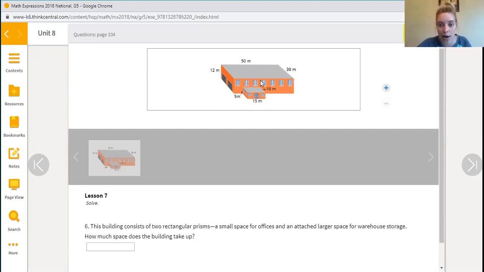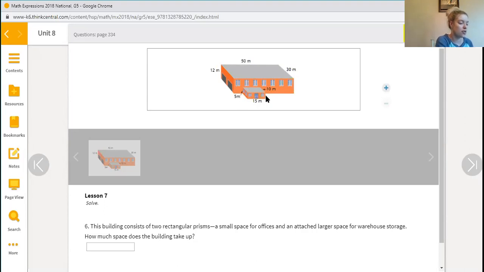Do I have a width? Yes, I have a width here. That's going to be 10. They give me that. Do I have a height? Yes, I have 5 meters. All of those were given to us. I didn't even have to find any of those. So now I just plug those in. I have 15 meters times 10 meters times 5 meters.